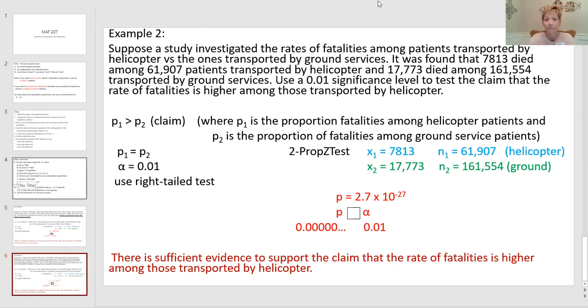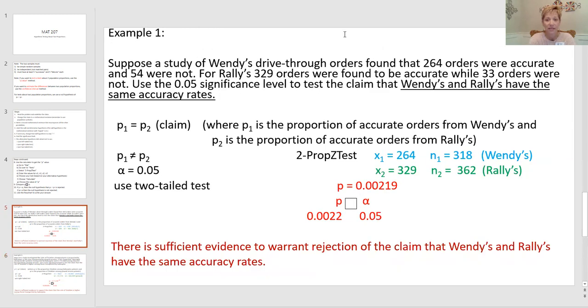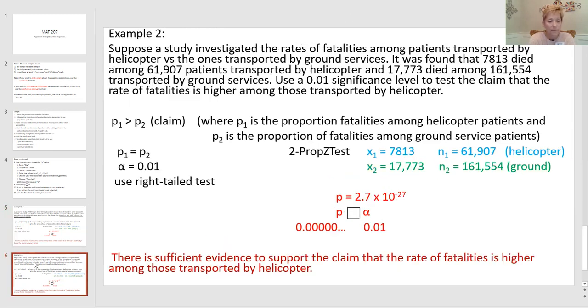All right, so I've read it. So remember what your steps say. My steps tell me basically to go back and underline what is in my claim. Okay, and this doesn't want to do that today. All right, so I'm going to underline the rate of fatalities is higher among those transported by helicopter. Okay, now it's happy. It's having a bad day too. All right.